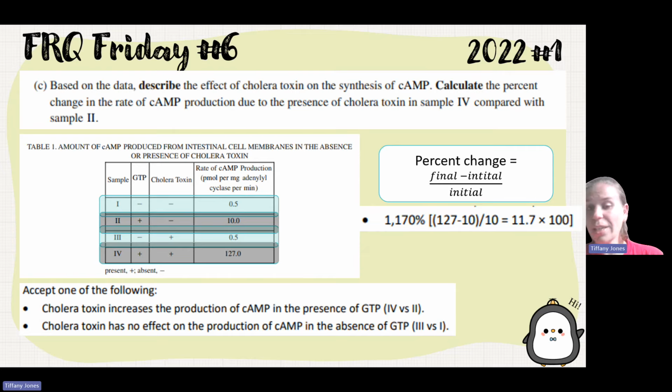So percent change is not on the formula sheet, and it's shown up a couple times on the exam. So you need to make sure you understand what this equation is. So final minus initial over initial, and since it's a percent, you'll end up multiplying by 100. Sorry, I forgot that above. And so since our initial was our 10 and our final was our 127, we did 127 minus 10 divided by 10, giving us 1,170%.